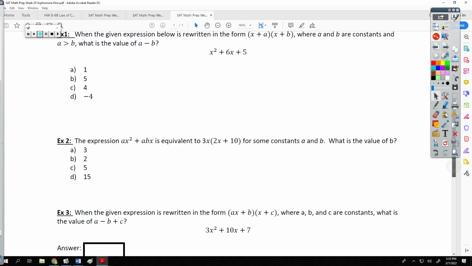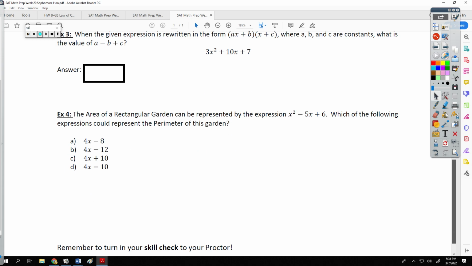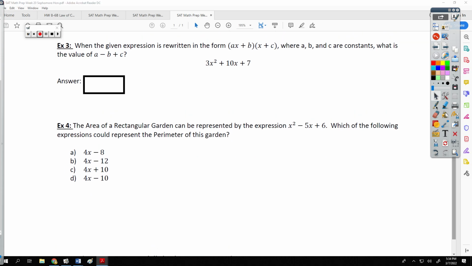So let's move on to the next two. The last two, I should say. Example 3 says, when the given expression is rewritten in the form ax plus b times x plus c, where a, b, and c are constants, what is the value of a minus b plus c?